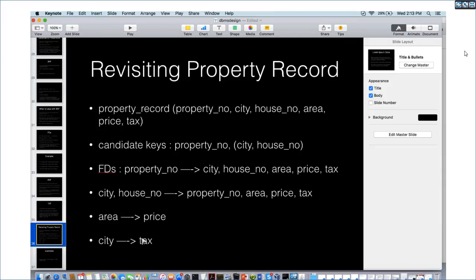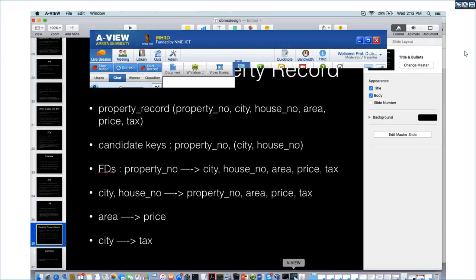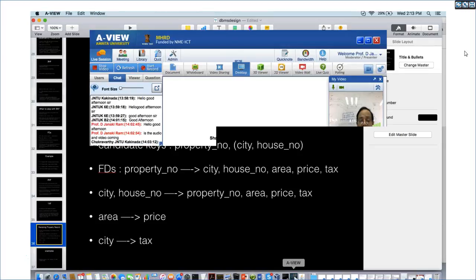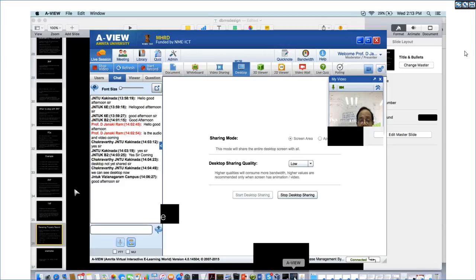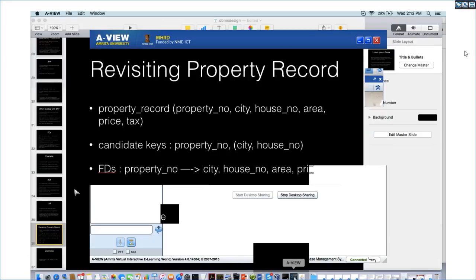What we asked you last time was to identify which normal forms this relation is in. This is where we stopped in the last class. Can somebody tell me which normal form it is in? Obviously, it is in first normal form, right? All these attributes are atomic, not divisible further, so trivially this is in first normal form.